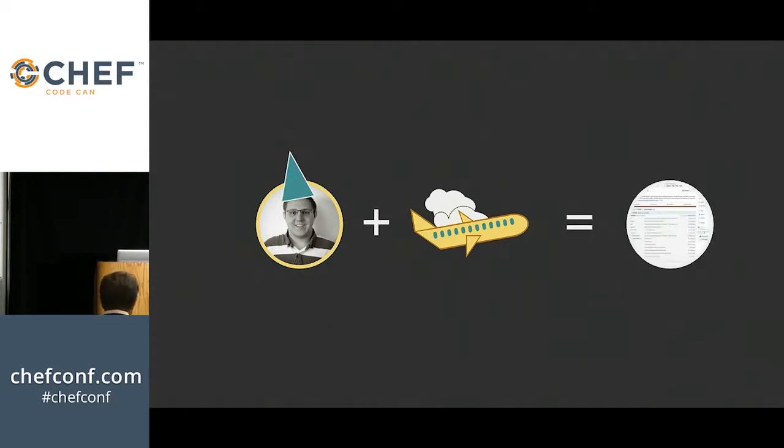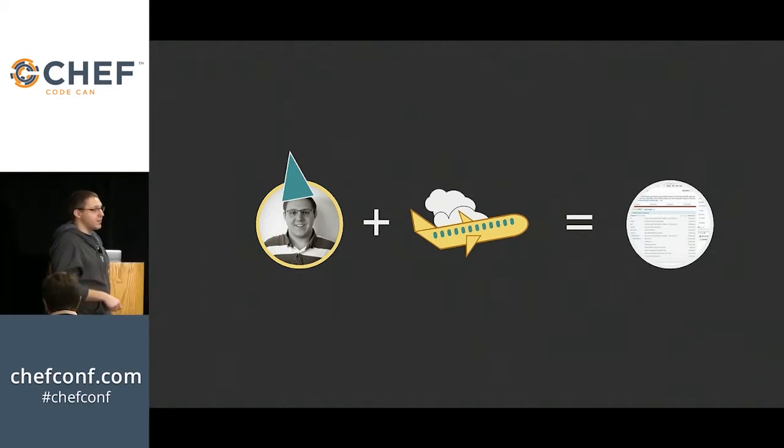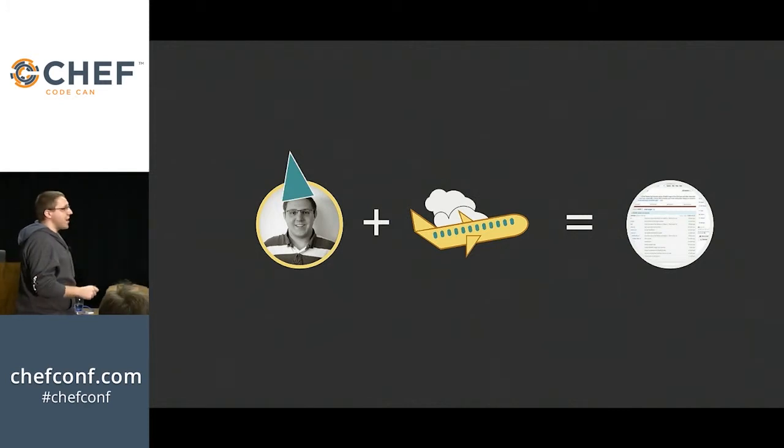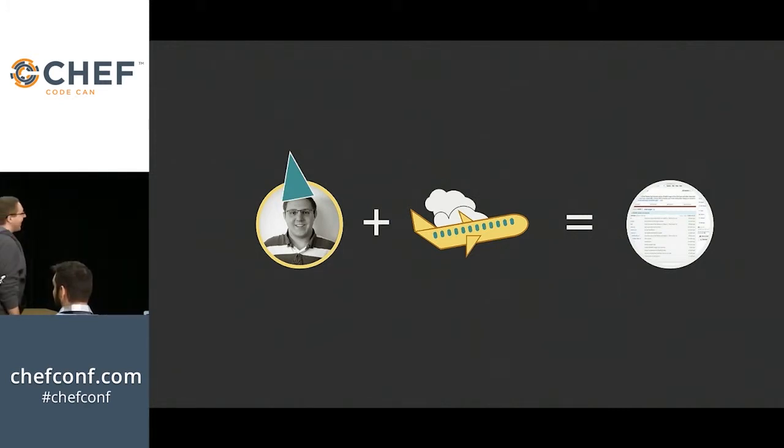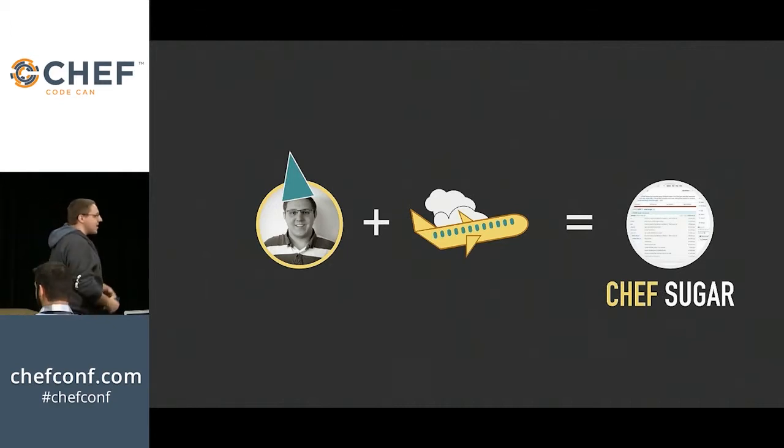But when I landed in Seattle, I had written Chef Sugar without any internet access, using only the things on my laptop. It was not bug-free. I'm not that good. That's how Chef Sugar came about.